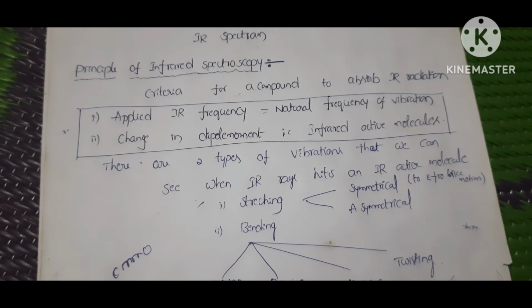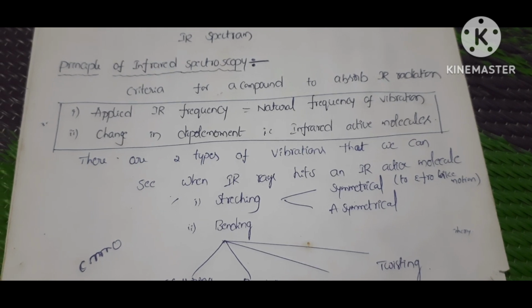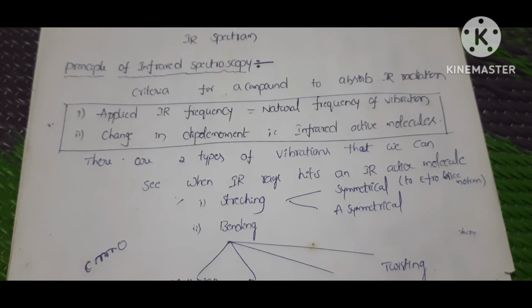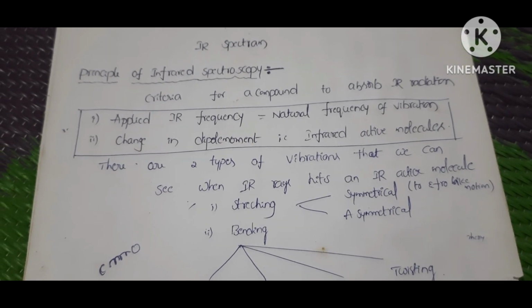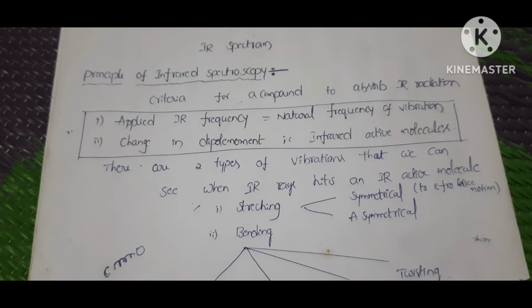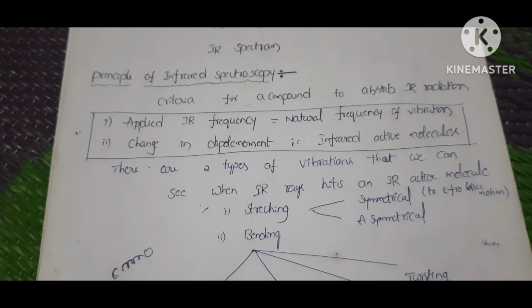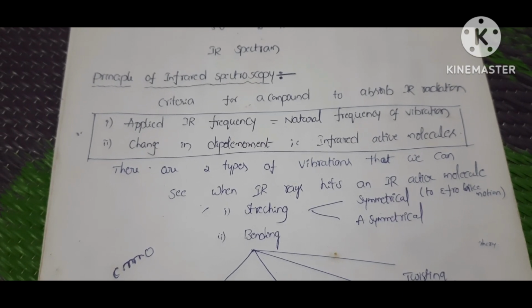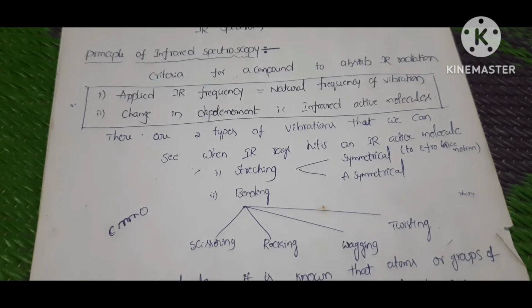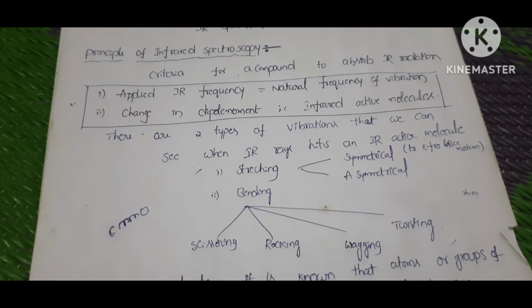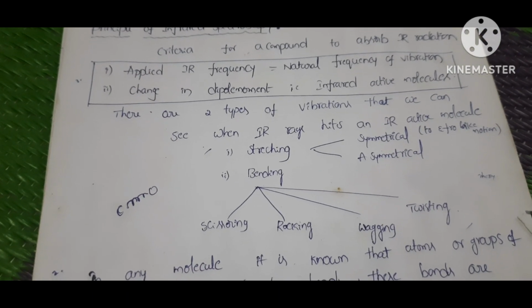The criterion for a compound to absorb the IR radiation is this. In general, every molecule exhibits a natural frequency of vibration. If we expose a sample to IR radiation with some frequency, with some dipole moment, there is a change in the natural frequency of vibration. Then the molecule gives rise to the spectrum called the IR spectrum. There are two types of vibrations that we can see when IR hits the molecule, called stretching and bending, that we see in the theory session.